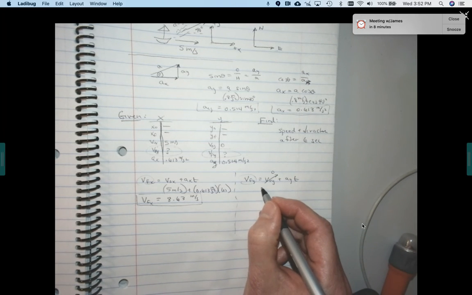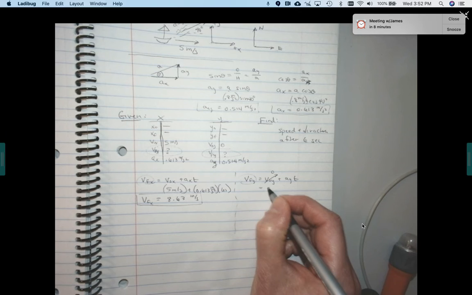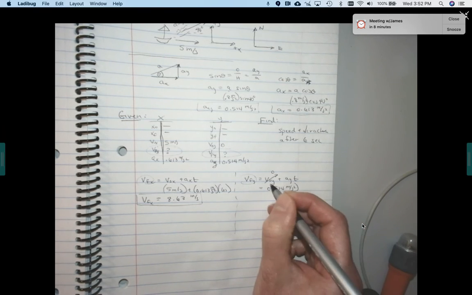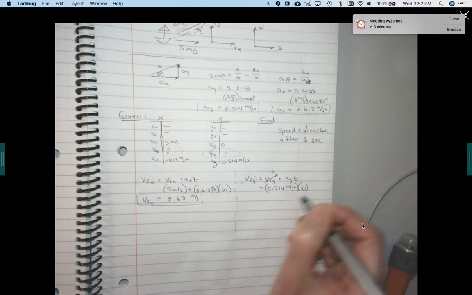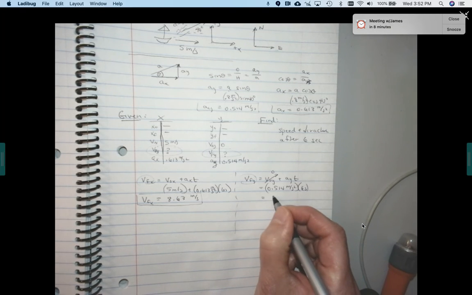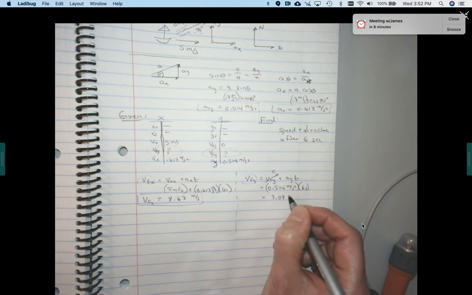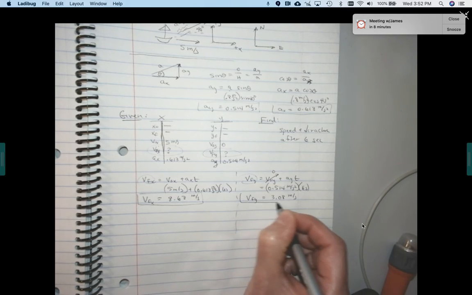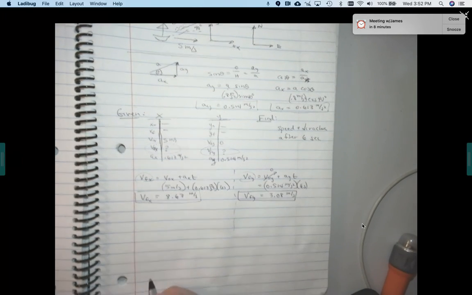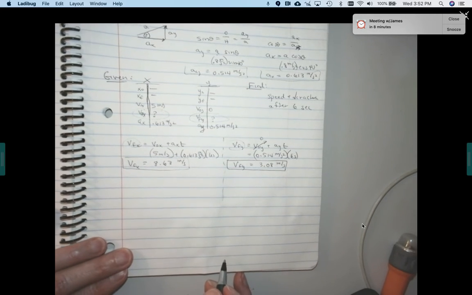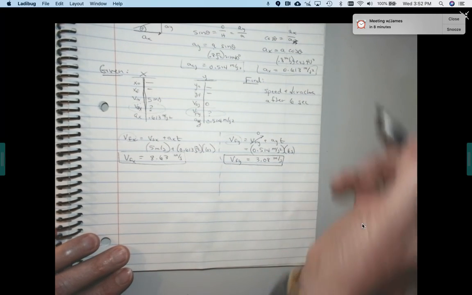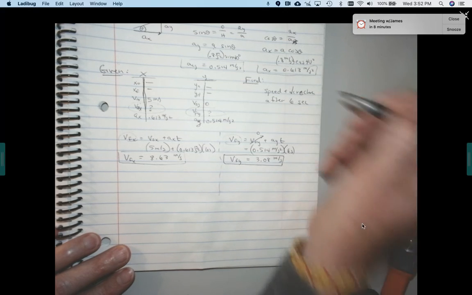So v final y is going to be my acceleration in the y, 0.514 meters per second squared, times time, which is 6 seconds. And if we calculate that out, we get 3.08 meters per second for v final y. Okay, so we're getting close. Now we just have to combine those back together to get the magnitude of the velocity, which would be the speed, and then the direction.